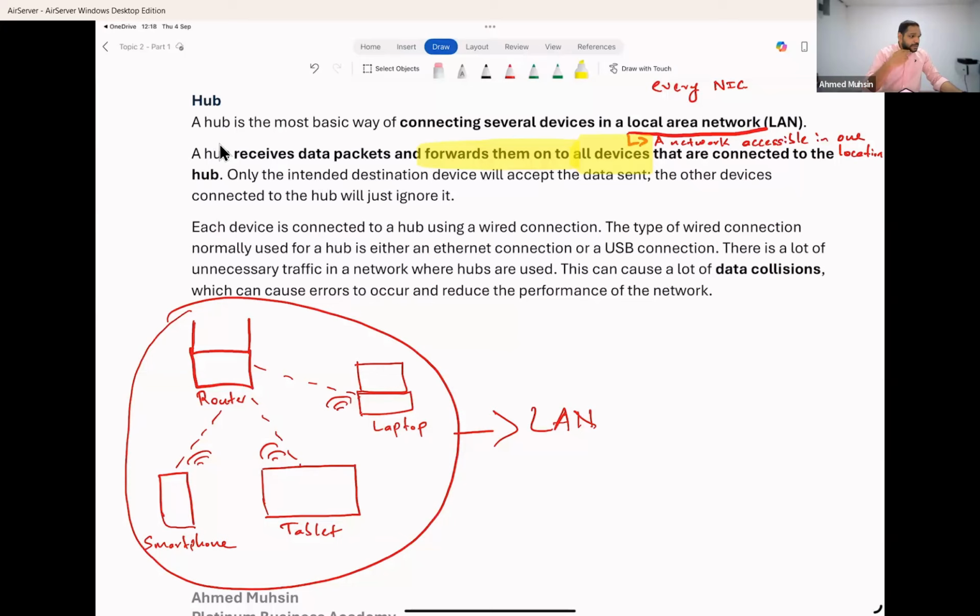What does plug and play mean? Now this mouse is plug and play. Plug and play means what? Just connect it and start using it. No need to install, no need to configure, nothing. Just connect it and start using it.